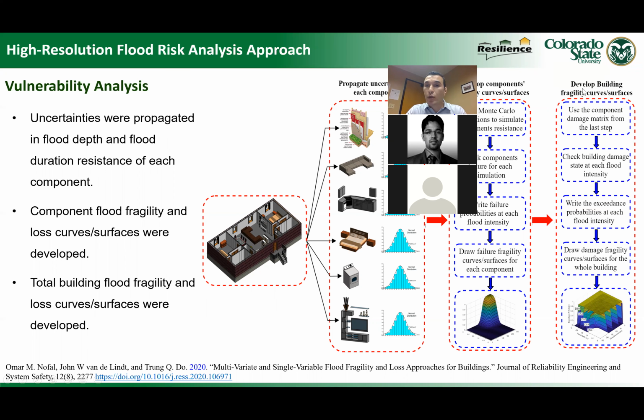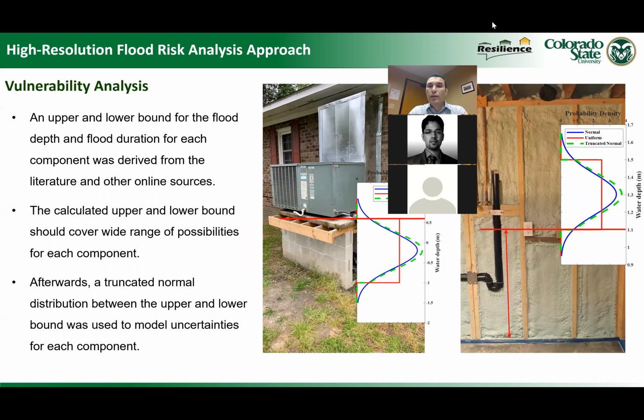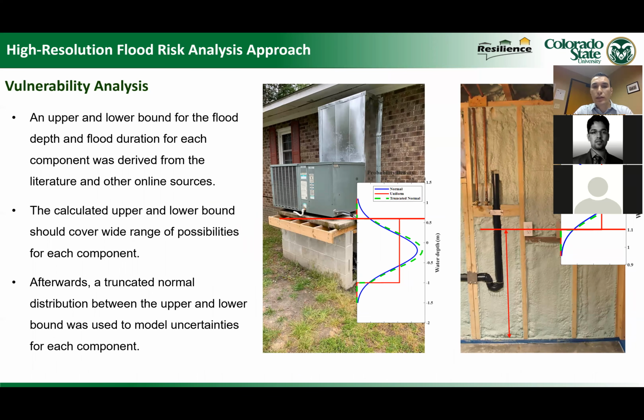Afterwards, we were able to develop fragility at the building level, not the component level. So we moved right now from the component to the building. We also developed fragility curves and a fragility surface for the whole buildings using a set of damage states. To show you how we calculated the failure probabilities of the components, I'll give two examples: the EC unit and one of the electrical receptacles within the building.